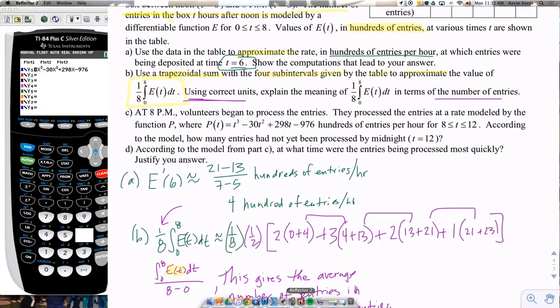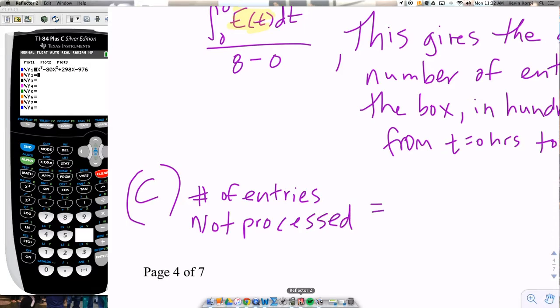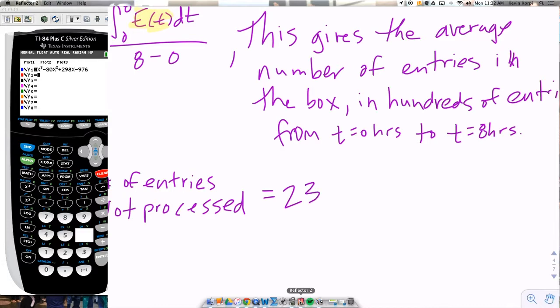Well, how are we going to figure that out? We're going to write a little equation. The number of entries, always get in the habit of labeling your integral expressions, not processed, is going to equal what? Well, what was the total number that they had to process? 2,300. Now, do you want to write 2,300 or 23? 23. This is where some students got confused. They put 2,300 down there. The P of T equation they gave you is also in the same units as E, which is in hundreds of entries per hour. So you just need the 23.